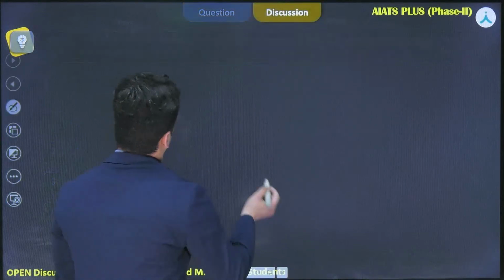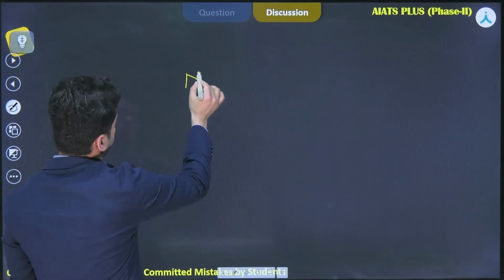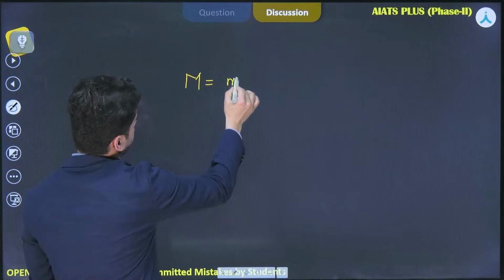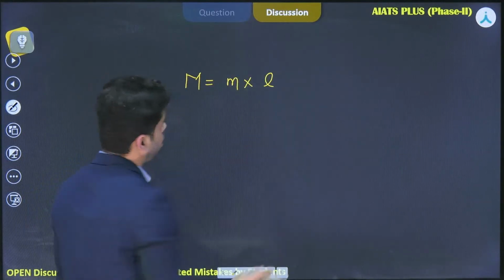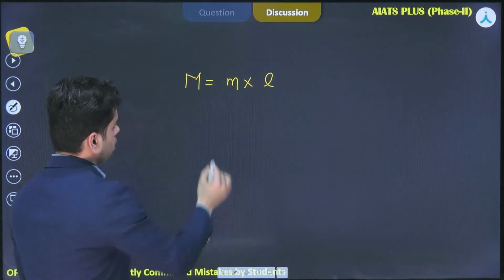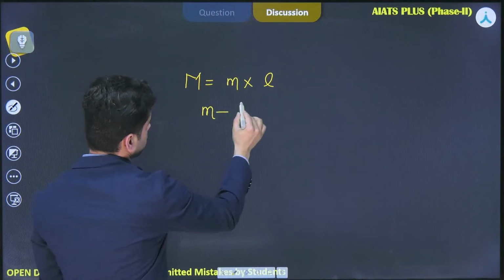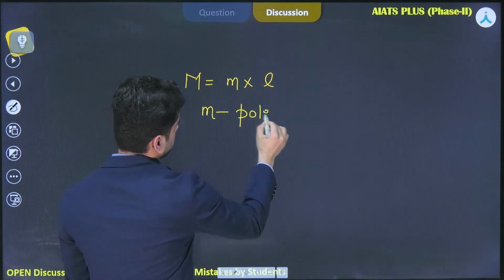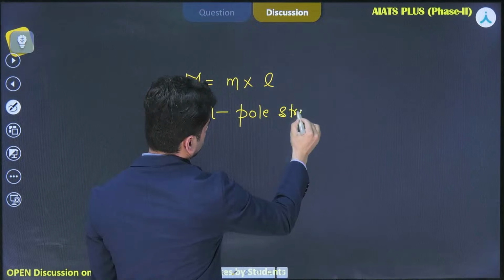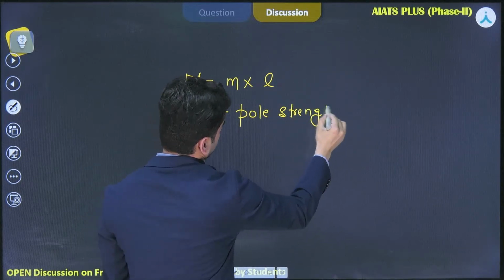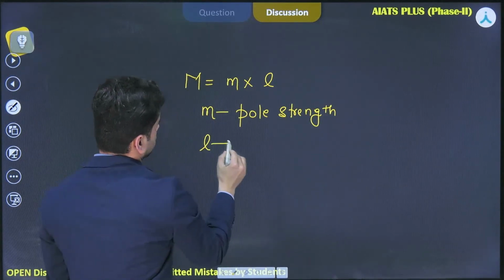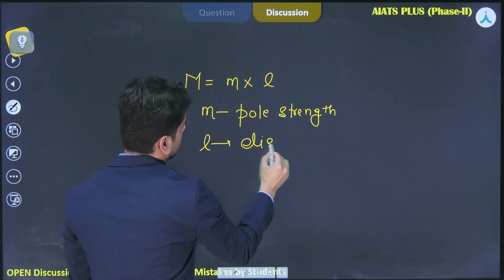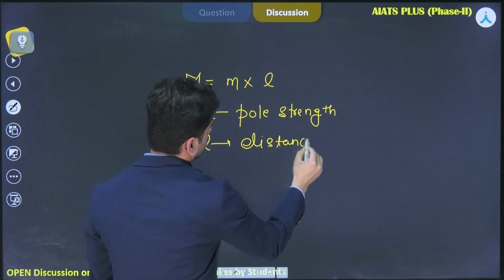So what is magnetic moment? Magnetic moment can be defined as small m into L. What is small m and what is L? See, small m is the pole strength. And what is L? L is the distance between the poles. And what is capital M? It is the magnetic moment.